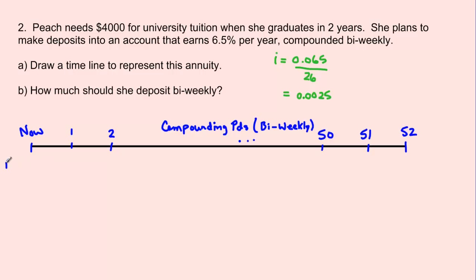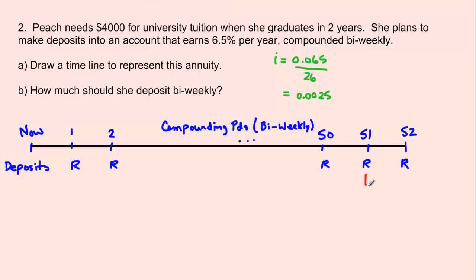As for the deposits, this is what I'm trying to find. So I don't know what my deposits are yet. So I'm going to write that my deposits are just R, my regular deposits. They're all going to be the same, but I don't know what they are yet. Each of these regular deposits are going to be brought forward to the very last compounding period. So the 52nd one will just be whatever it's worth, R.